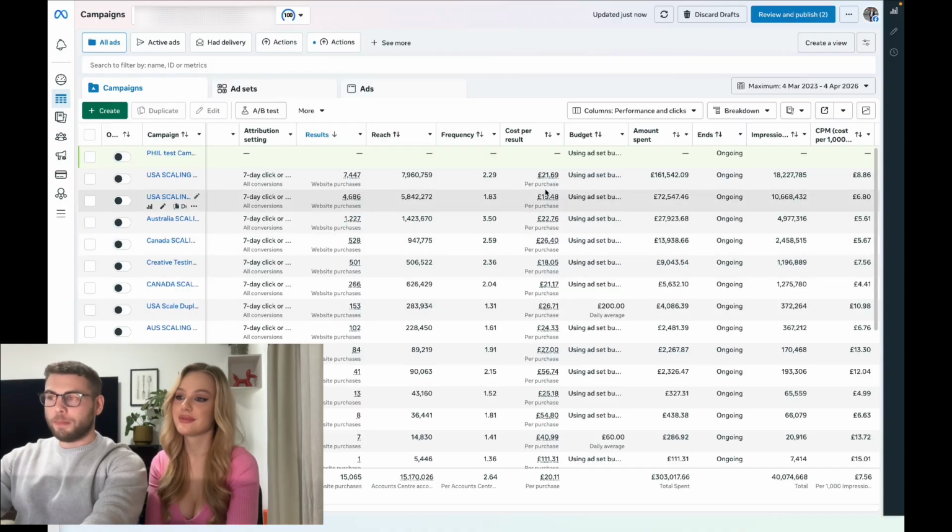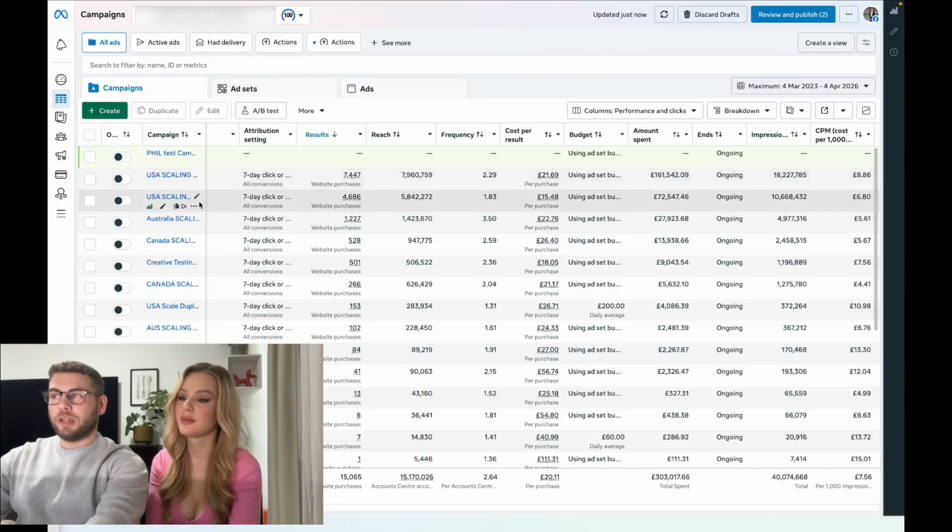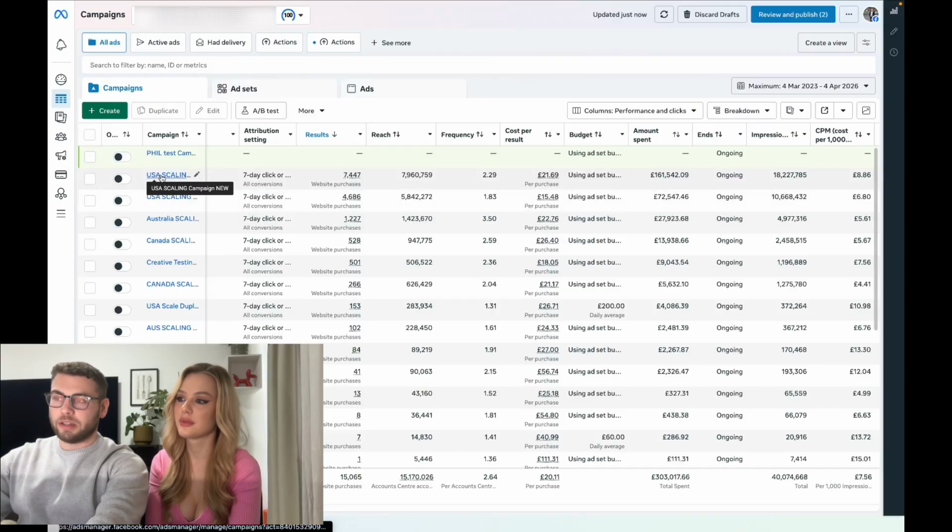The most important metric that I look at is the cost per purchase. As you can see here, we have multiple columns showing anywhere from £15 per purchase all the way up to £22 per purchase. And this is the amount you spend on adverts in order to generate your first sale. As you can see here, we've had over 7,000 results on this campaign with the £21 purchase. This means we've spent a total of £161,000 in total spend on this campaign itself. And as you can see, we were running our adverts in the United States for this campaign.